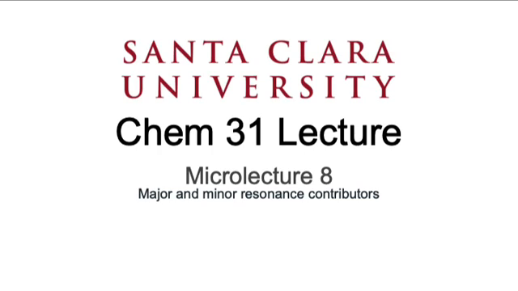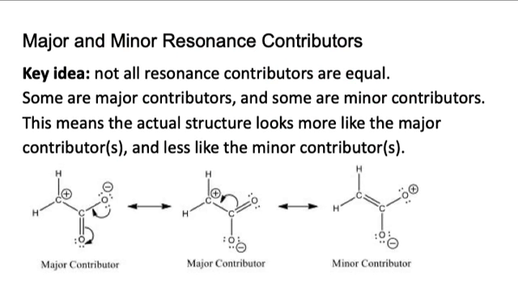Welcome to Microlecture 8 on discerning major versus minor resonance contributors. The key idea here is that not all resonance contributors are equal. Some of them look more like the actual image of what this molecule would look like if we were to go into the lab and measure things like bond lengths and strengths and bond angles. We would see that one or more of the resonance drawings will probably be a more accurate depiction.